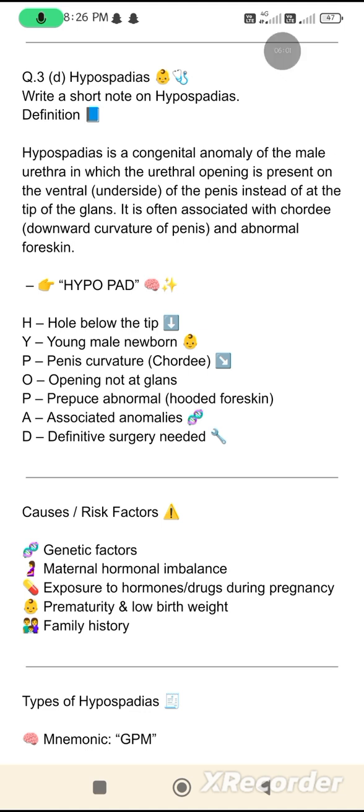Hypospadiasis. It is congenital anomaly in male urethra in which the urethral opening is present on the ventral side of the penis instead of at the tip of the glans. You can learn by a word hypopad. Causes. Risk factors of hypospadiasis is genetic factor, maternal hormonal imbalance, exposure to hormone drugs during pregnancy, prematurity, family history.